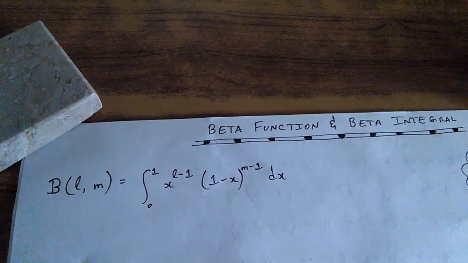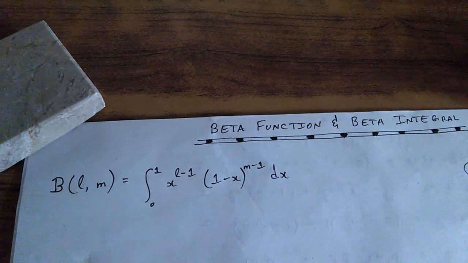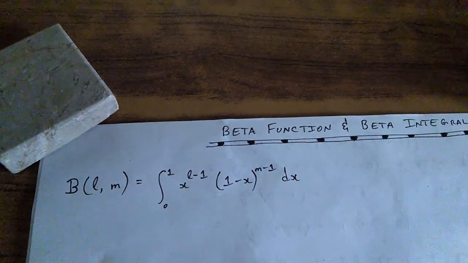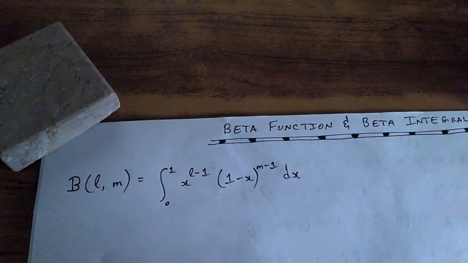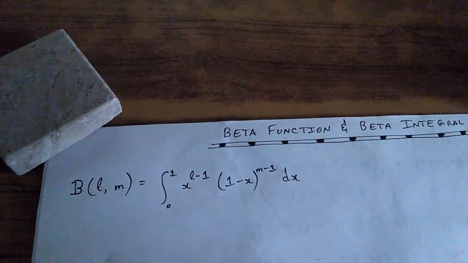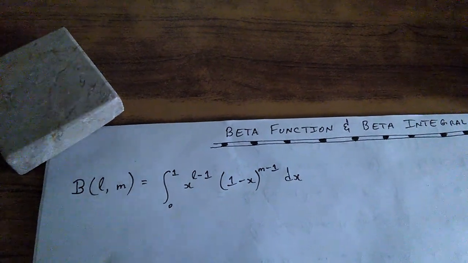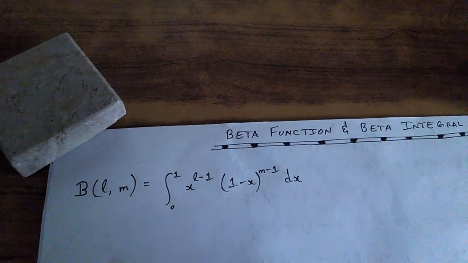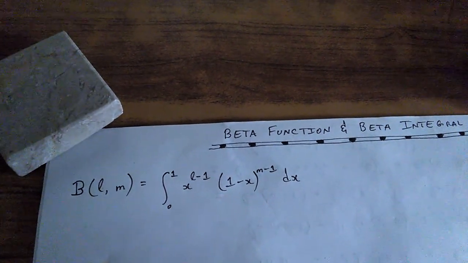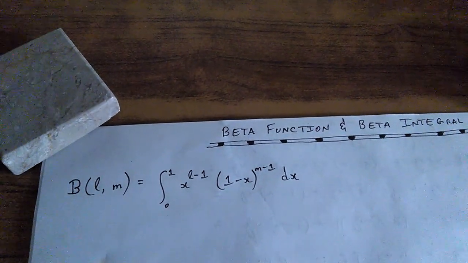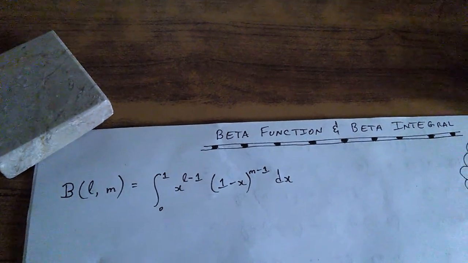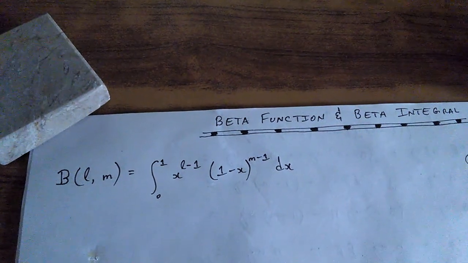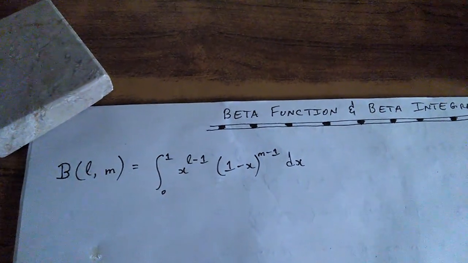In this video, our previous videos dealt with the gamma function and gamma integrals, how to evaluate the gamma integral, the story behind that function, and the related properties and their proofs. We tried to cover all the possible aspects of the gamma function in the previous two videos, and now we have jumped to the second integral of that category, that is called the beta integral.